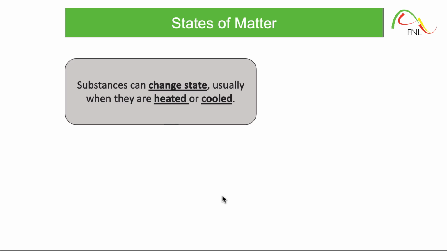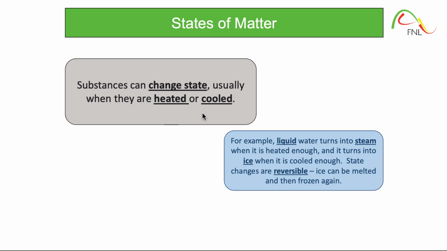Now, substances can change state, usually when they are heated or cooled. They can go between solid, liquid and gas. For example, liquid water turns into steam when it's heated enough, and it turns into ice when it's cooled enough. State changes are reversible. Ice can be melted, then frozen again. These are physical changes. There's no chemical change going on.